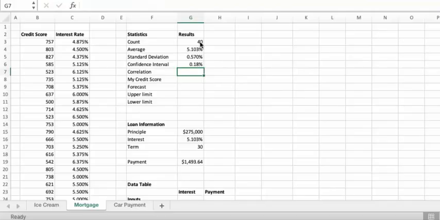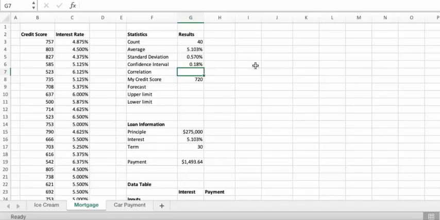Now we can construct an upper limit and a lower limit for the mean, but we're going to do something a little different than that. We're going to say if I've got, let's say, a 720 credit score, can I predict my interest rate and construct a best case and worst case scenario for my monthly payment for my mortgage as I'm out shopping for a loan? So the first thing I have to do when calculating a forecast is make sure that I've got a statistical relationship between the values that I want to forecast. In this case, I want to forecast my interest rate based on my credit score.